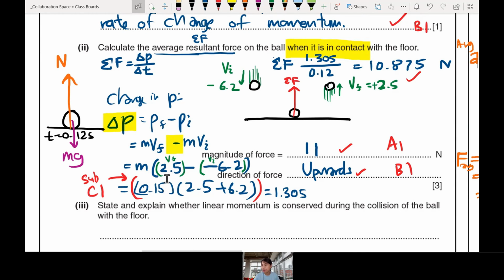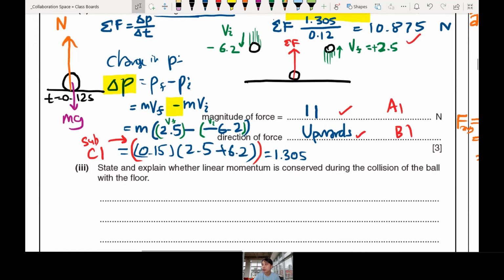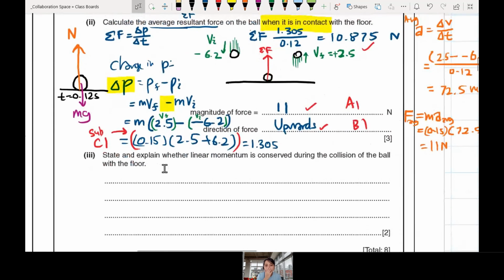Okay, the last one. This one has to tell a story again. Big story. What's the story? State and explain whether linear momentum is conserved during the collision of the ball with the floor. Momentum conserved during collision. Well, how do we know? We could say something like this. So what is linear momentum? Linear means in a straight line, no?